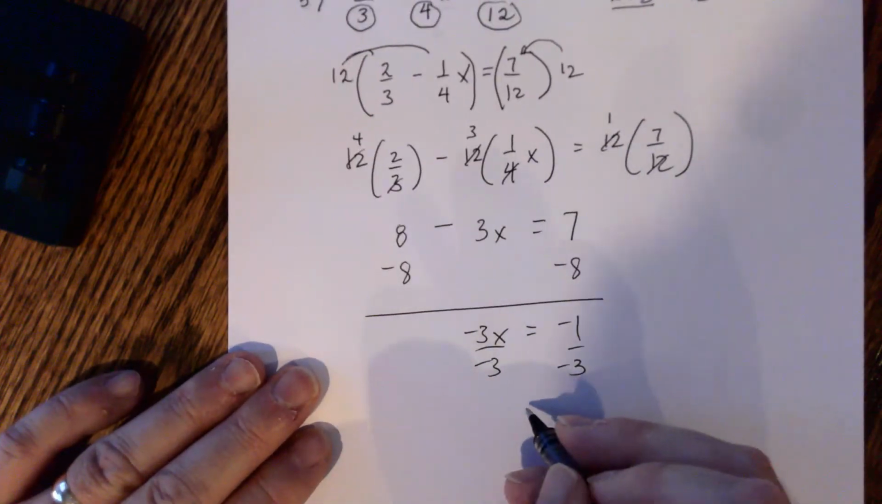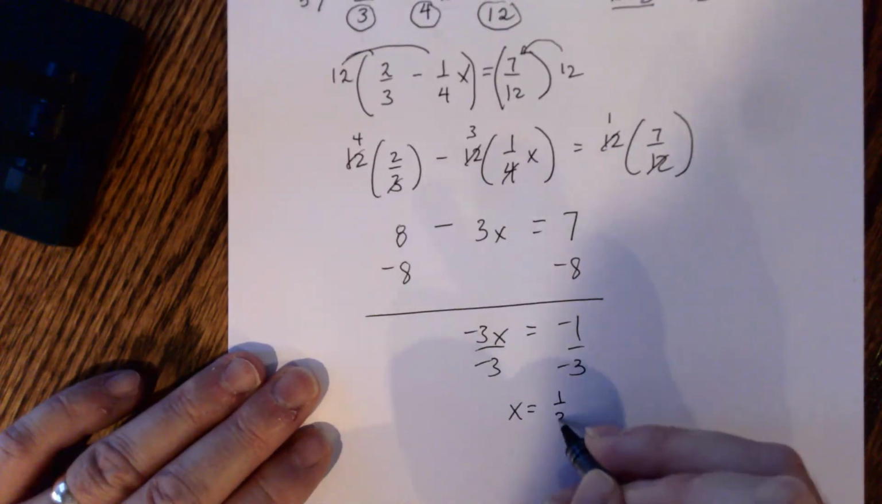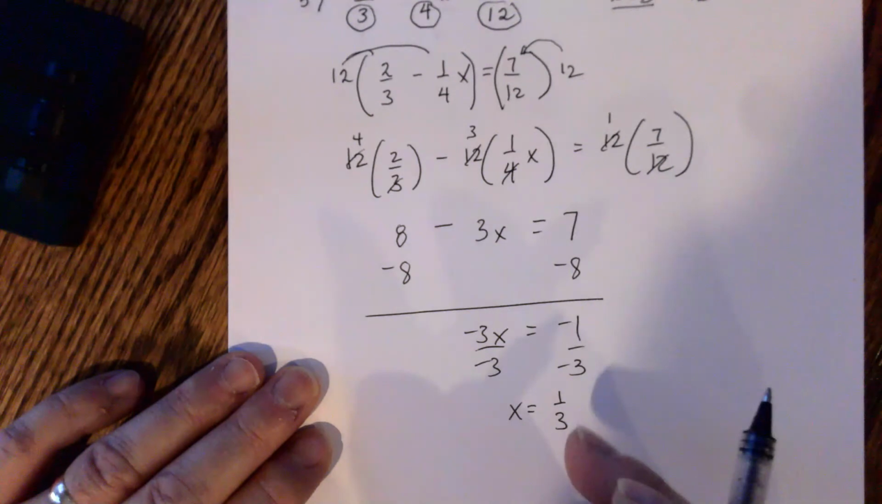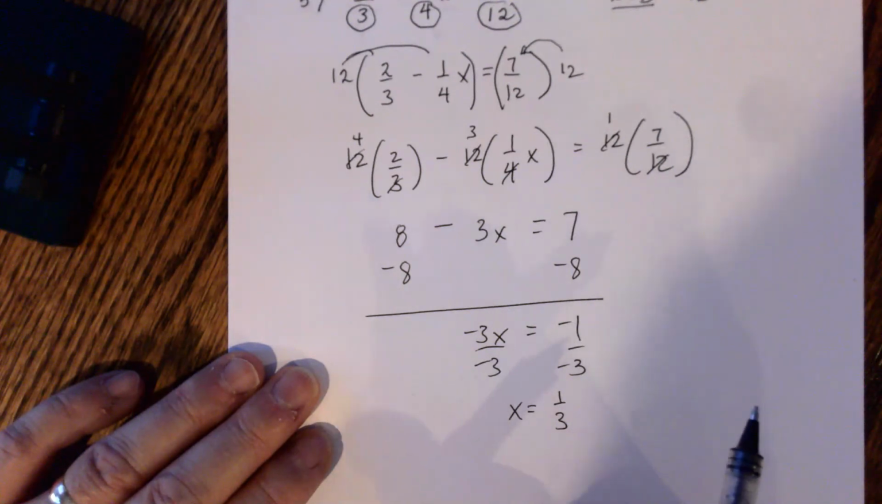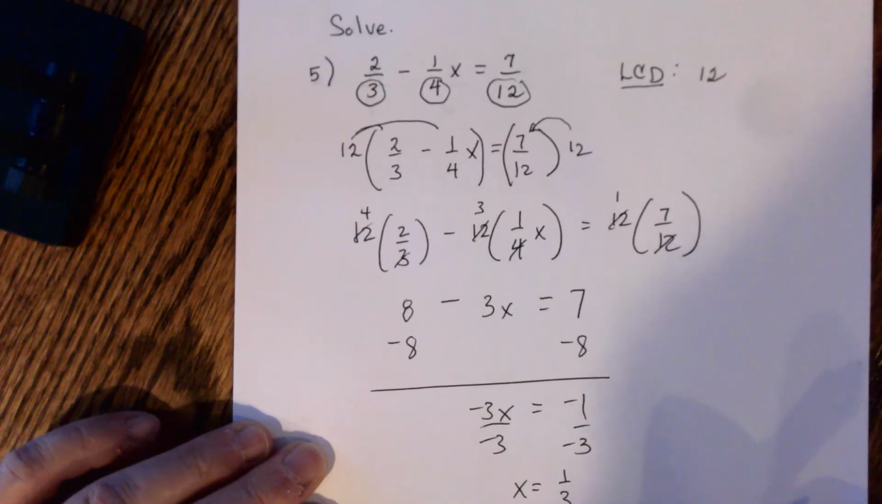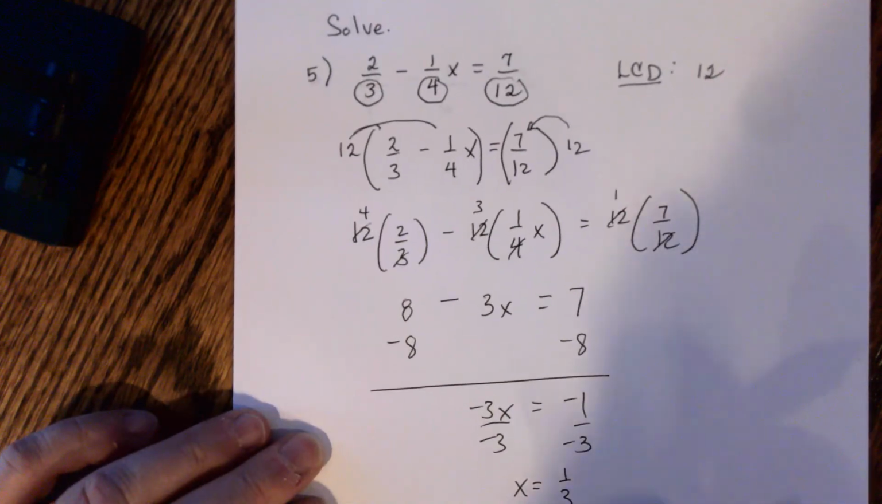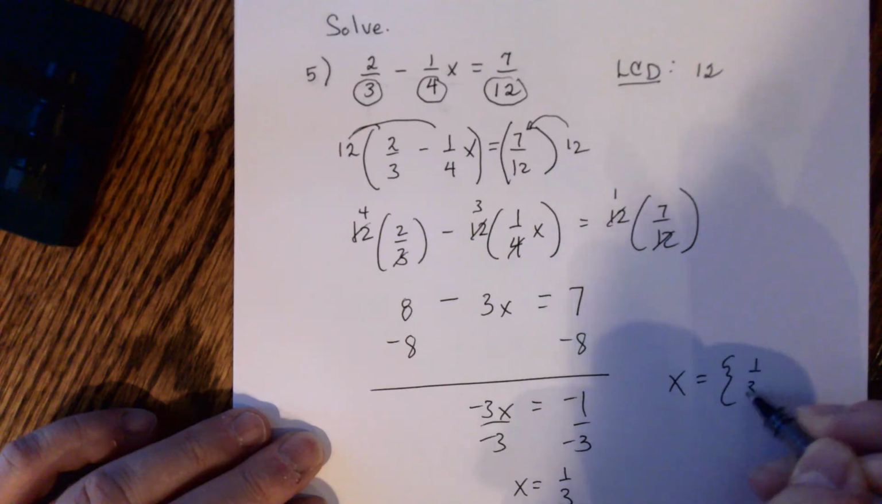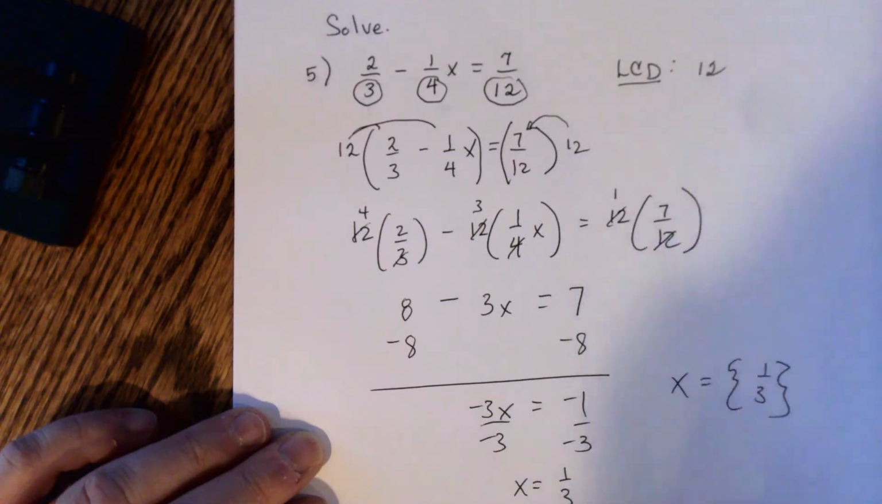And x is going to equal positive 1/3 because you have a negative divided by negative. Again, you might need to stop the video and take a look at a couple of these examples as they're being worked on how to solve an equation using the least common denominator. My solution set again is x equals 1/3.